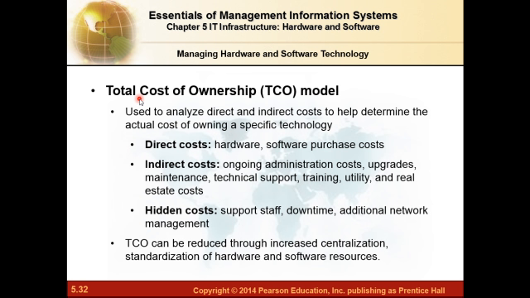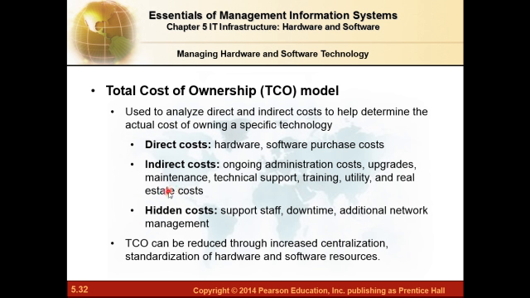In managing hardware and software technology, we also need to know our total cost of ownership model. This TCO is used to analyze direct and indirect costs to help determine the actual cost of owning a specific technology. You need to know the actual cost. These actual costs include the direct costs like hardware and software purchase costs, and also indirect costs like ongoing administration costs, upgrades, maintenance of the hardware and software, technical support, training for the company, and so on.